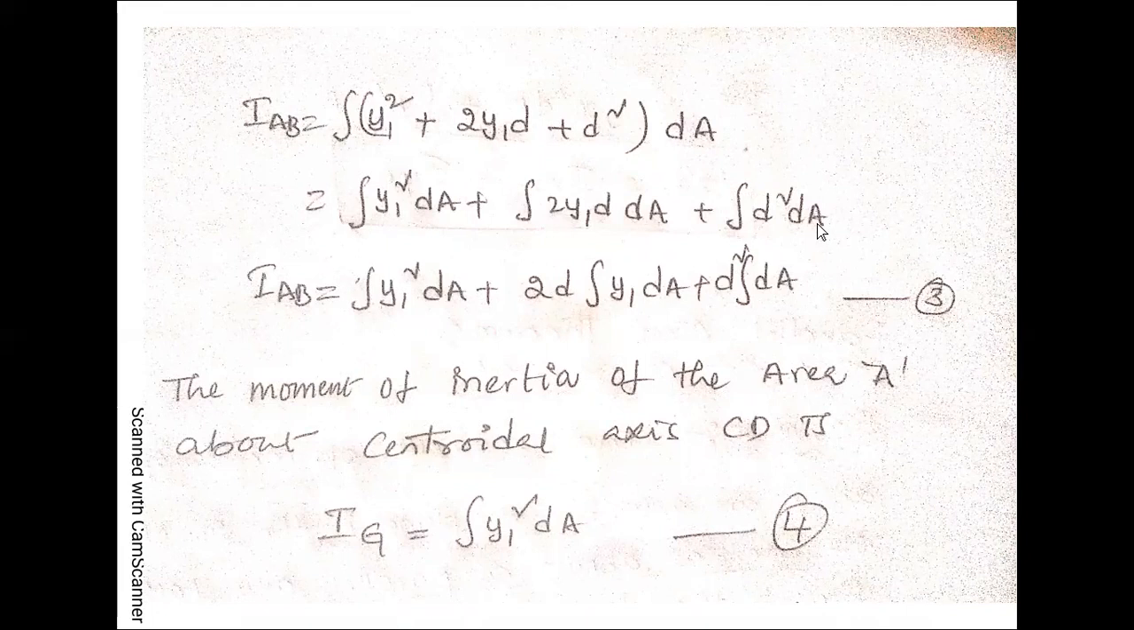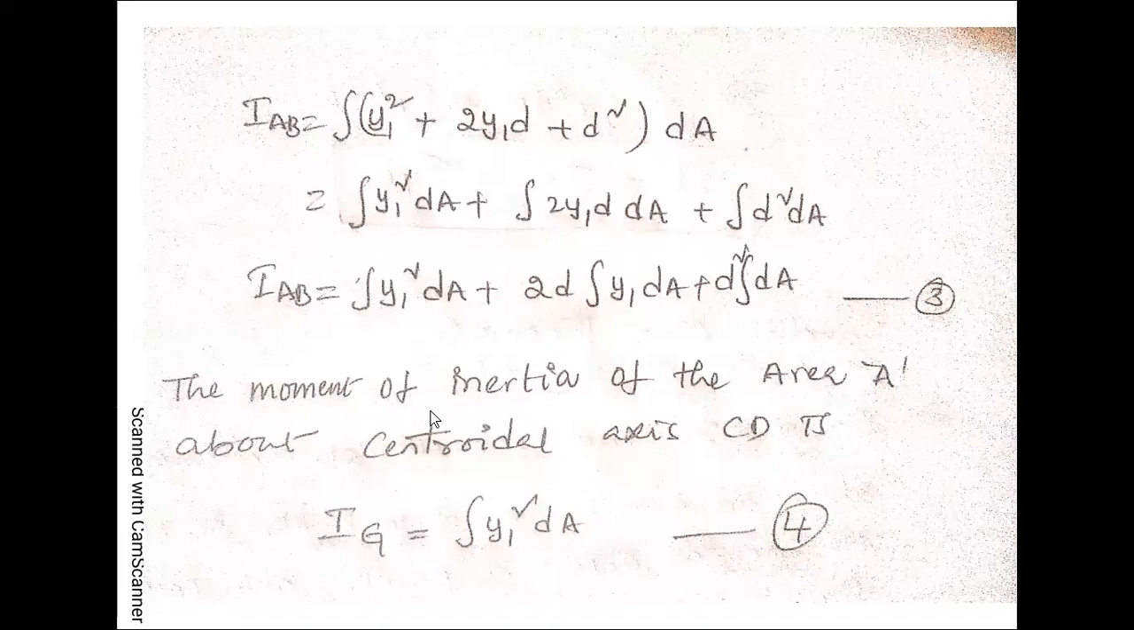If you take the constant out, the constant is 2d. So the first term is integral y1 square dA, plus 2d into integral y1 dA, plus d square into integral dA.